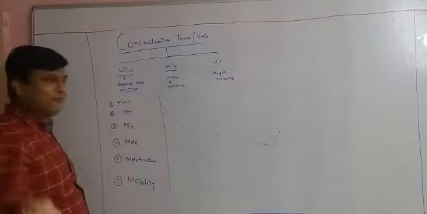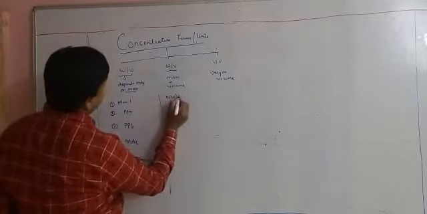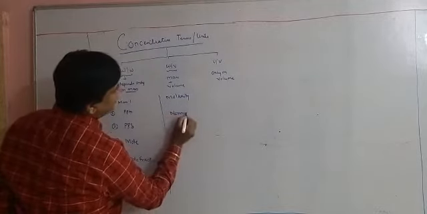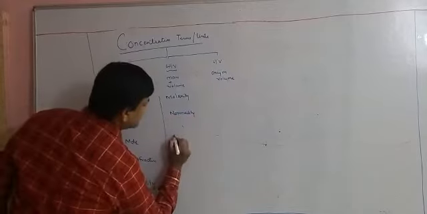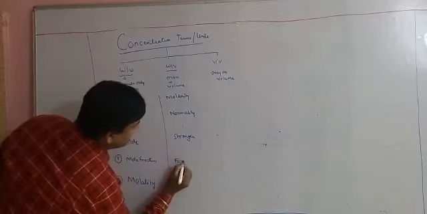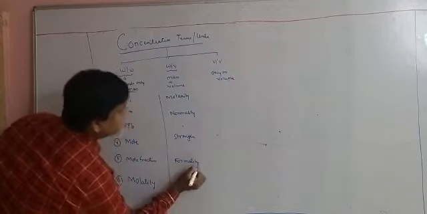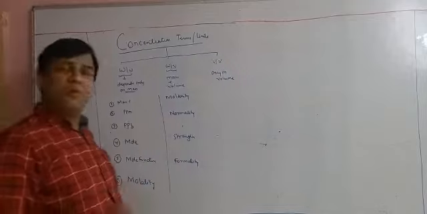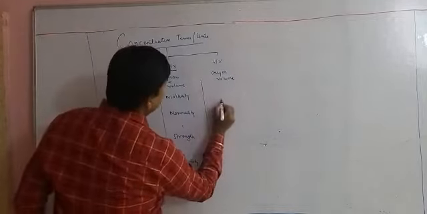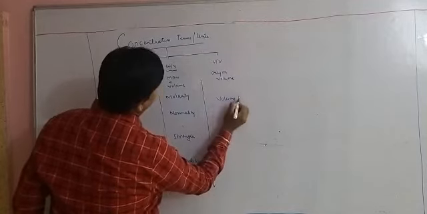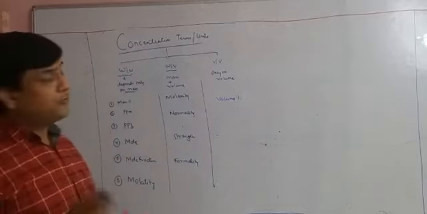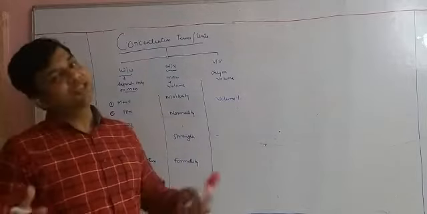depend on the mass and the volume. They are molarity, normality, strength, and formality. These are the four units which depend on both mass and volume. If we go for V by V, we have one unit, that is called the volume percentage. So in total, there are 11 concentration terms which are used to find out the concentration of the solution.